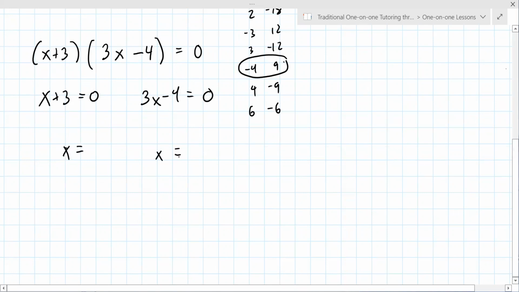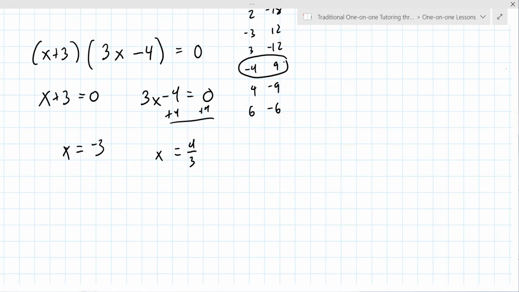What would that be? So for the first one, I add 4 and then divide by 3, right? That's correct. So then 4/3. 4/3. How about the one on the left? -3. -3, good. And that's the final answer. Yes.